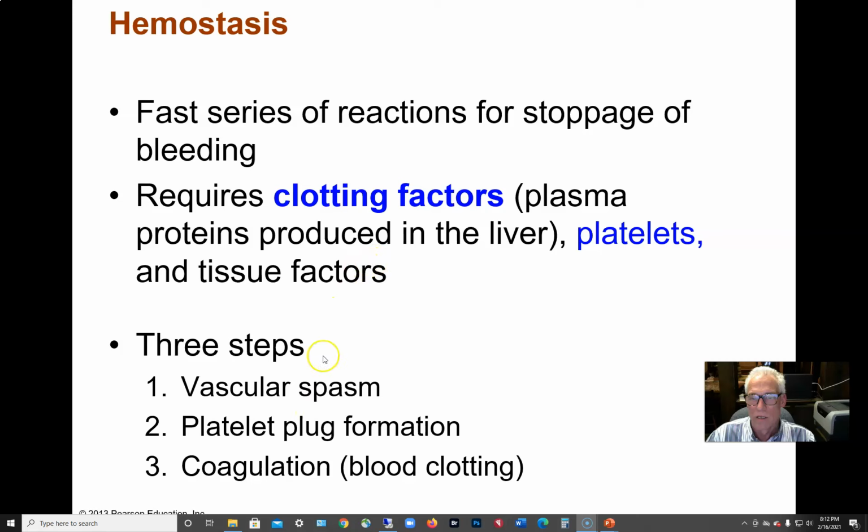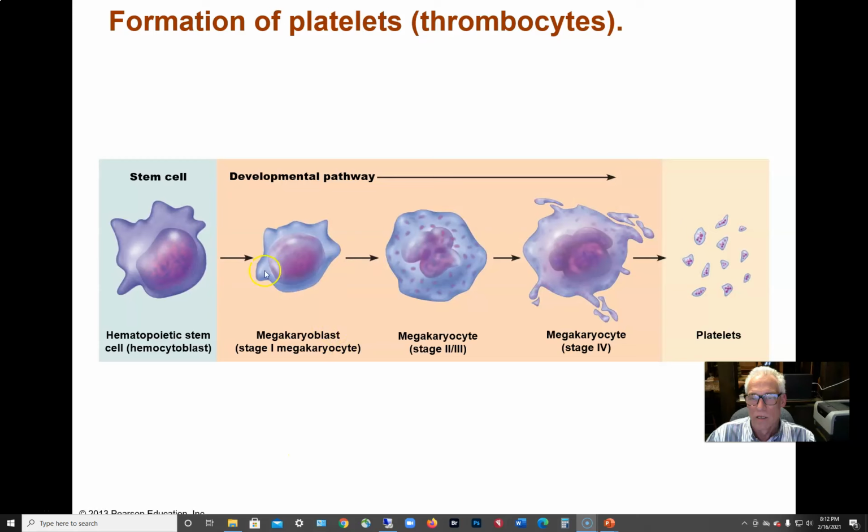There are three steps to blood coagulation. We're going to look at vascular spasm, platelet plug formation, and coagulation, the actual clotting. I should move this slide. Here's a megakaryocyte produced by differentiation from stem cell division in the red bone marrow, giving rise to blood platelets.